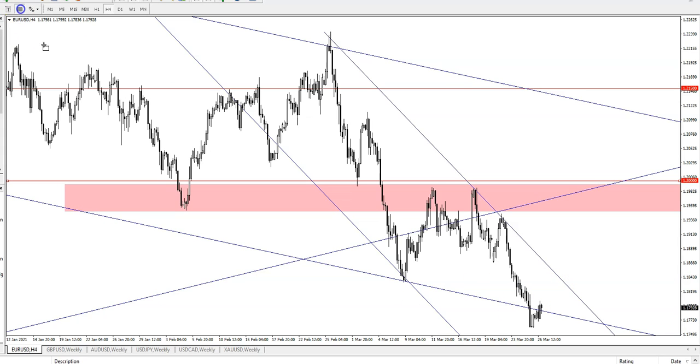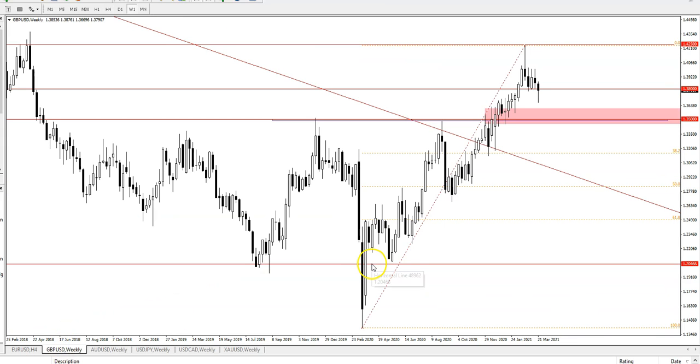If I were to look at a very soft level, I would say this is an interesting one where price might retouch this top of the channel and go downwards. So this is something I'll be looking at. Okay, so this is the euro. Moving on to pound sterling.